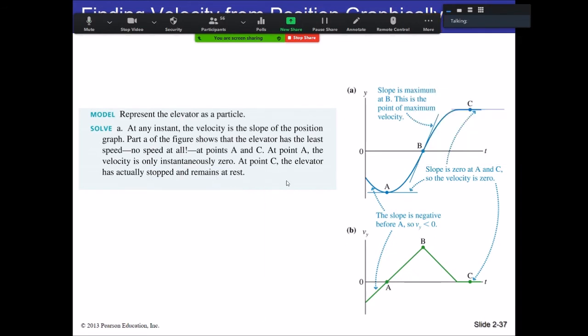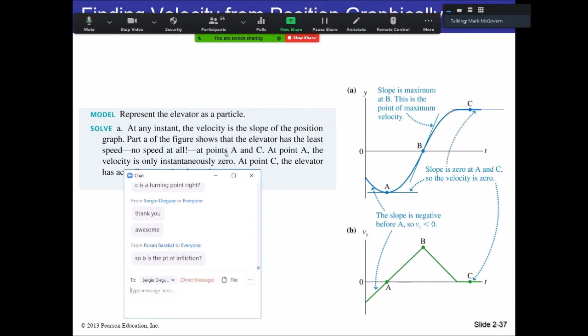Okay. It's going to be a fun journey this semester. Learning physics. Okay. Any more? I love the questions.